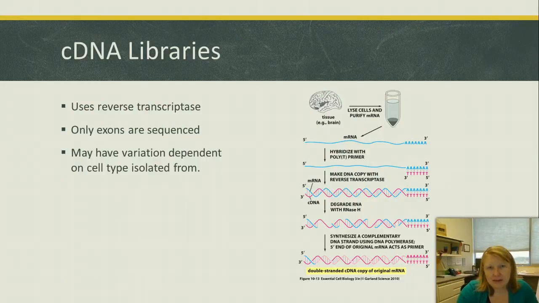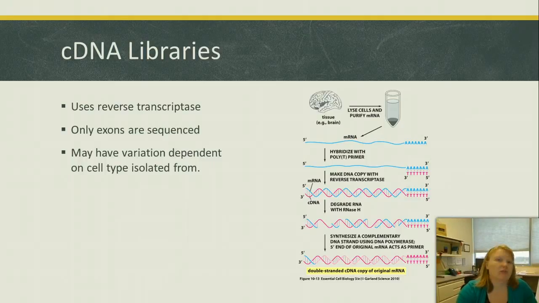Now, what do we know about this? This is problematic because we only use exons. We only use the part that we know will turn into the product that we're interested in. That means that the introns are left out, which means that we don't have a full picture of what this gene looks like. Now, that's not always a bad thing.